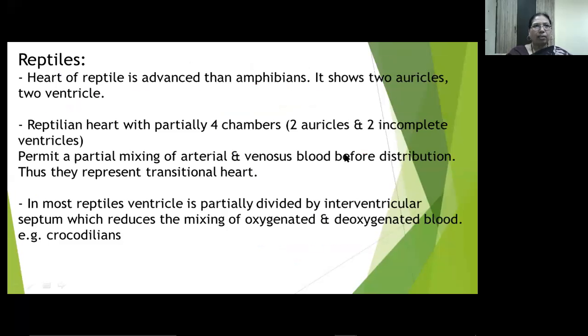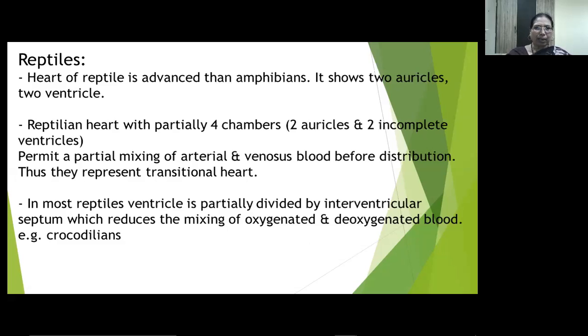In reptiles, the heart is more advanced than in amphibians. It shows two auricles and two ventricles. A reptilian heart with partially four chambers, two auricles and two incomplete ventricles, permits a partial mixing of arterial and venous blood before distribution. Thus, they represent a transitional heart.